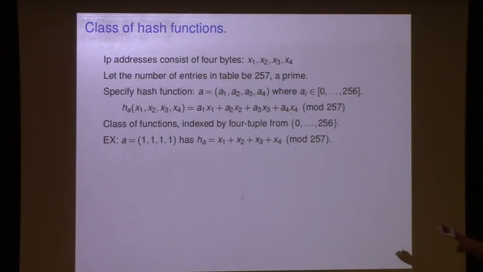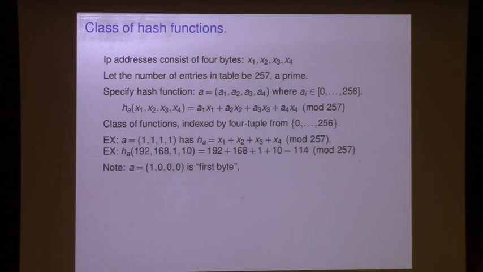This is a very natural one. So how do you get the first byte? What would be the set of A's that gives you the hash function that corresponds to the first byte? If you want to apply this function, you're just adding up the bytes. So 1000 is the first byte, and 0001 is the last byte. This class of hash functions covers the first byte, last byte, or middle byte. It's more general.